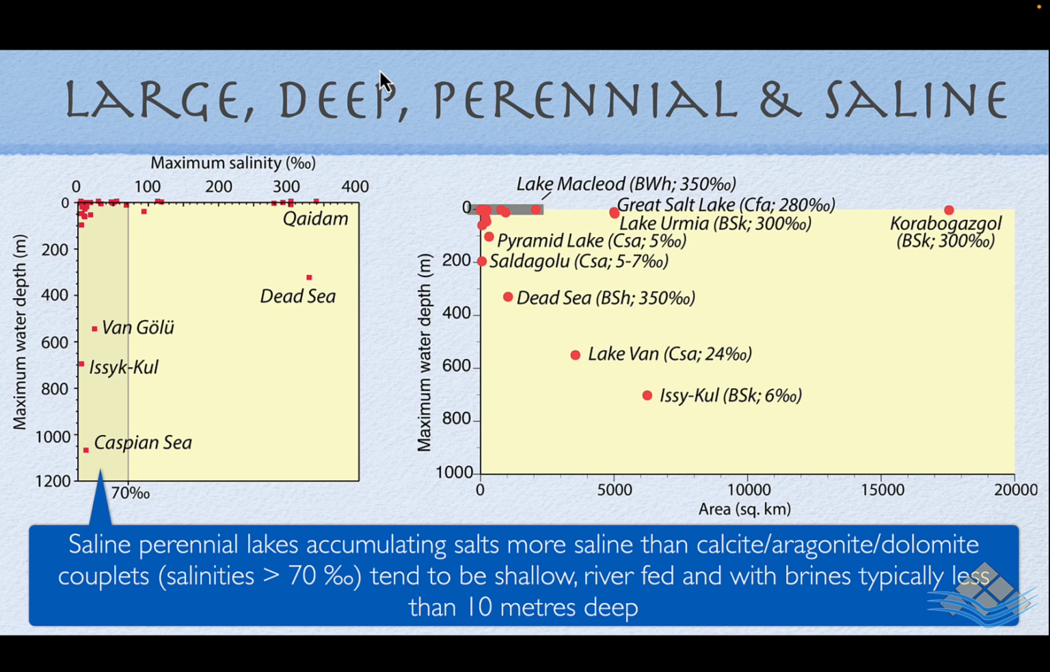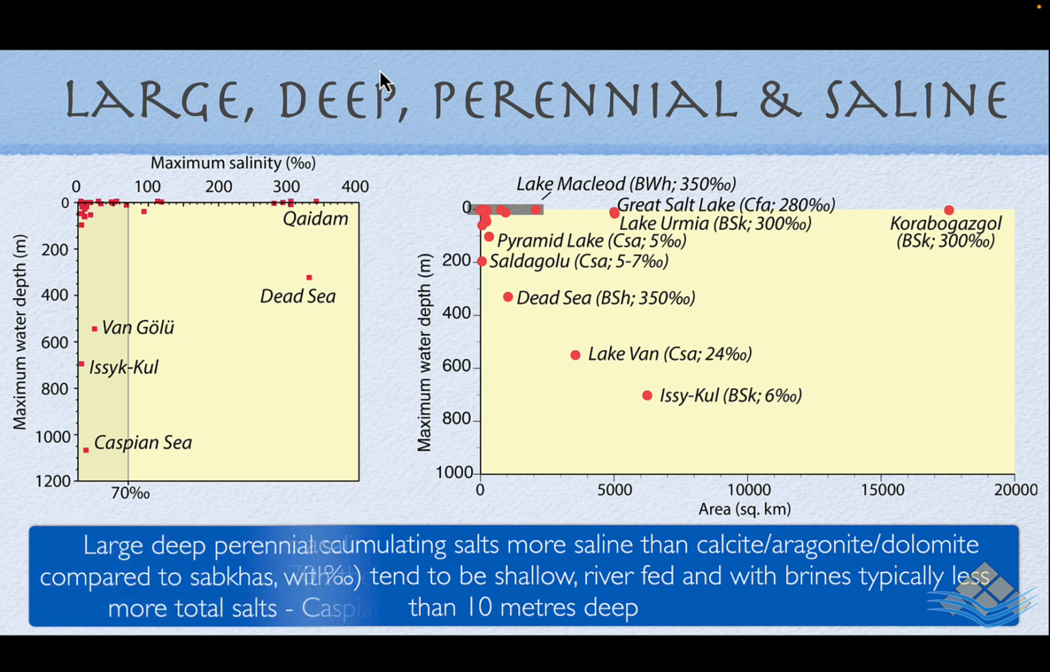But as a general rule, you can say that saline lakes that are accumulating salts more saline than calcite, aragonite, dolomite couplets, that is salinities greater than 70 parts per thou, tend to be shallow. In the continental setting, they tend to be river fed. In the coastal setting, they tend to be seepage fed from seawater seeping in through some sort of aquifer system, and their brines are shallow, with typically depths less than 10 metres.